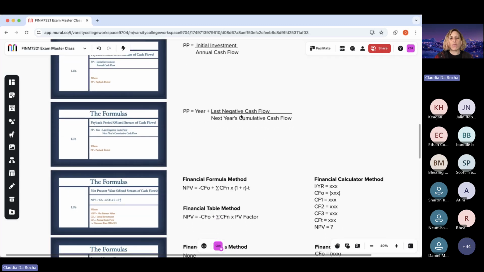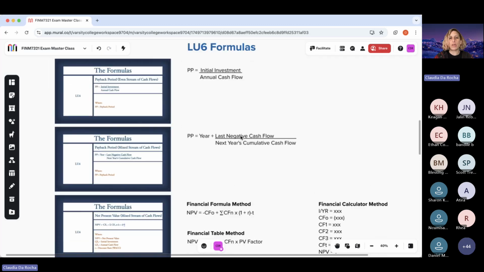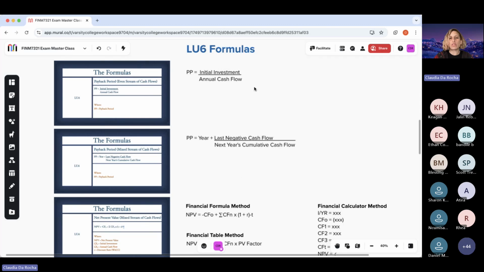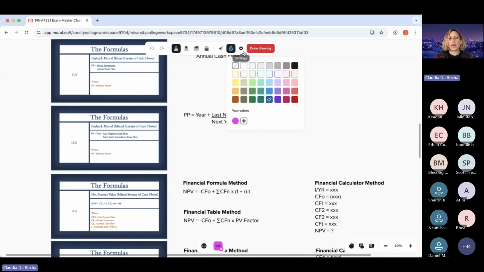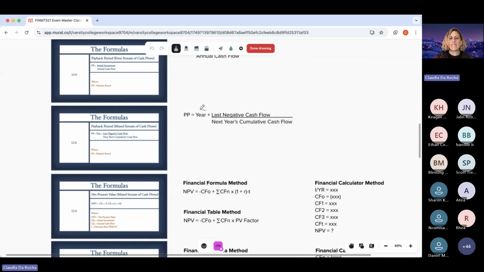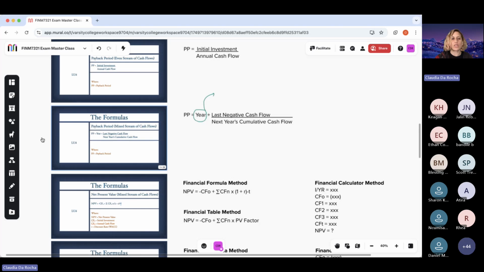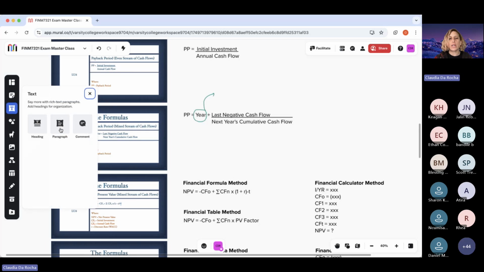Okay, then we have our payback period with a mixed stream of cash flow. So this one was for even. This one is for mixed, right? Okay, so when we are dealing with the year here in this formula, this is the actual year. So what I mean by that is the year in which your last negative cash flow exists. Okay, so with this method, you have to do a table to determine what your cash flow is, your cumulative cash flow is for each year. And this year will be the last year that you have your negative cash flow.